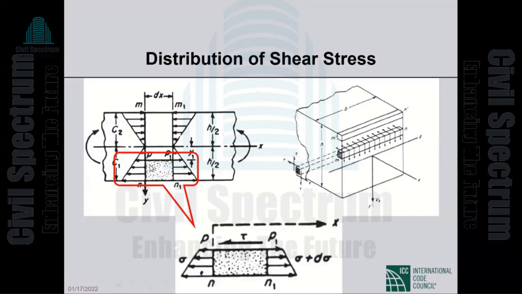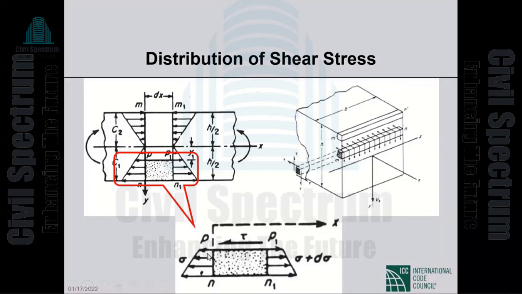So you understand that we have taken this element outside of the beam on the left. At this section, Mn, the bending moment is M. At this section, M1, N1, the bending moment is M plus dM. The bending moment has changed a little bit.